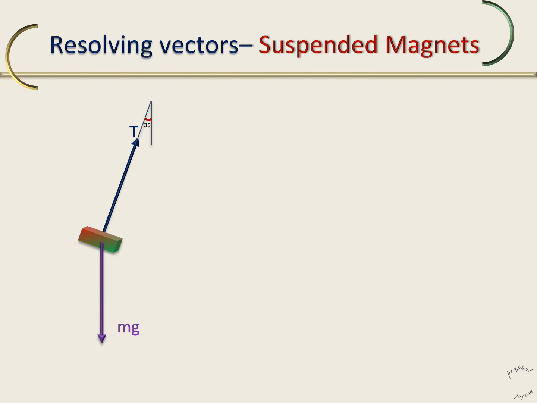Again, if it was only tension and weight, it would stay vertical. But it's staying at an angle, which means there is some force pushing it towards the left side, and that's the force we are going to find. That's the magnetic repulsive force. So this is the situation. The value of weight is already given in the question. Tension we don't know, but we know the angle.